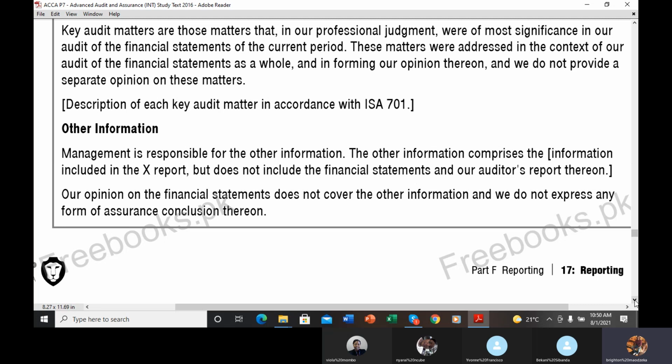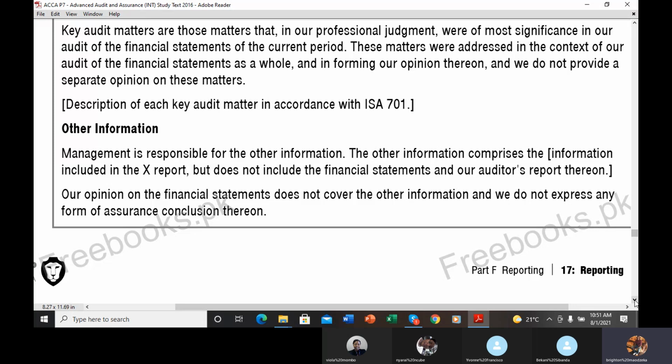So here they say other information. They say management is responsible for the other information. You see, they clearly indicate who is responsible for other information. The other information comprises the information included in the X report, but does not include the financial statements and our auditor's report thereon. So the other information is information that you as an auditor may think is very important and that we should report. It comes from another report, and you may think that the information from this report should be included in our report. The shareholders of the company should know about this.